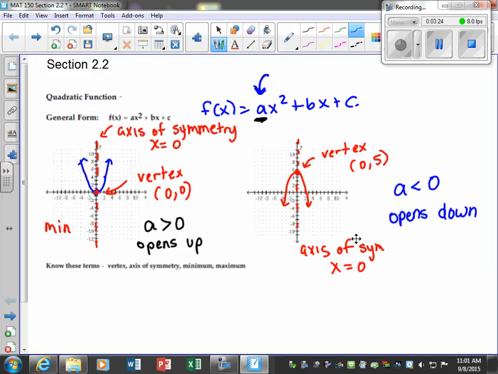And if this quadratic is a minimum, what is this one going to be? A max. And we can think about them, like I said, mountains and valleys, if that helps. So this is a max. Alright, you want to know the vertex, the axis of symmetry, and understand min and max.